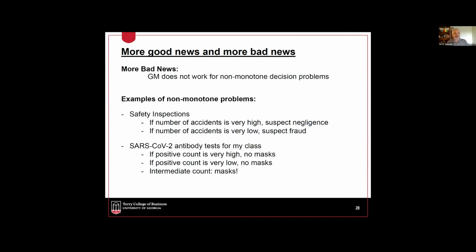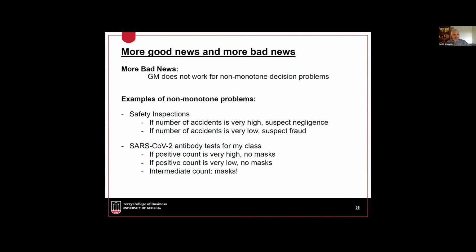The bad news is that the geometric mechanism doesn't work for non-monotone decision problems. Non-monotone problems are ones where you want to take a particular action if the count is low or if it's high, and do something different in between.